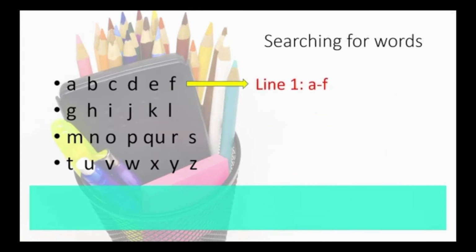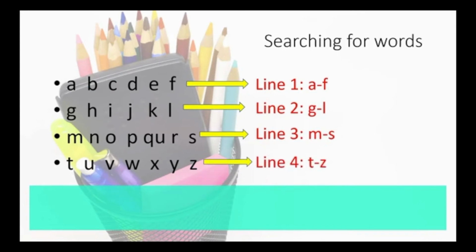Remember that we have line 1, and that's A through F. We have line 2, which is G through L. We have line 3, which is M through S. We have line 4, which is T through Z. So as I show you some words, I want you to help me decide which line they go with, and then we will go from there to help put them in order. So the first word I want to talk to you about is the word snake.